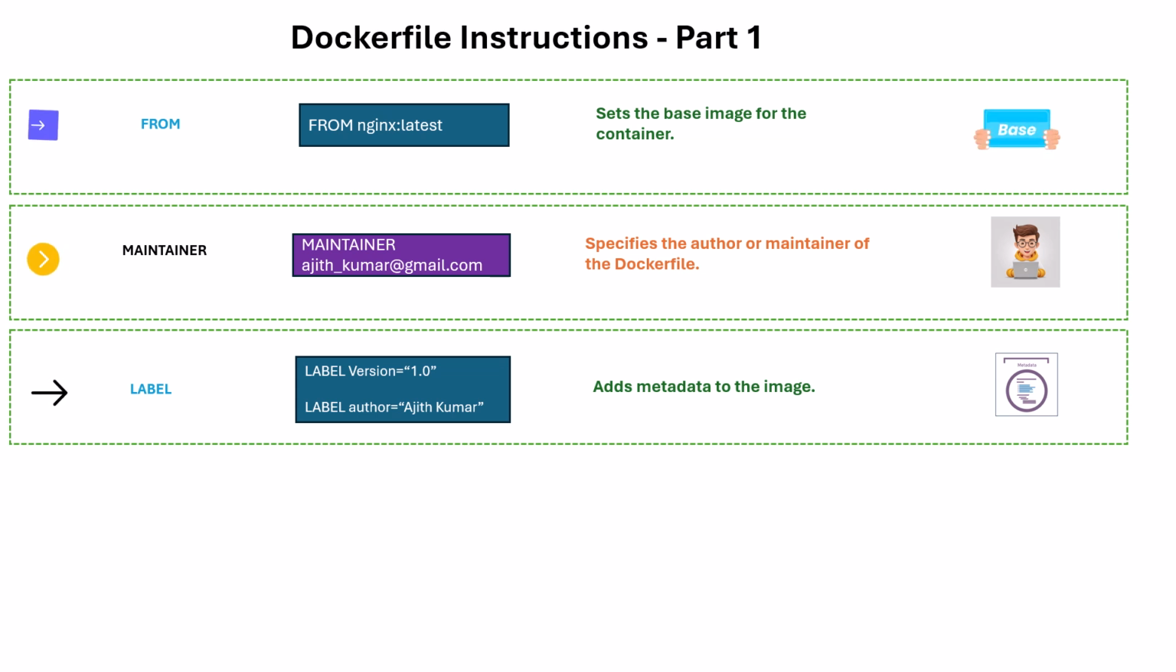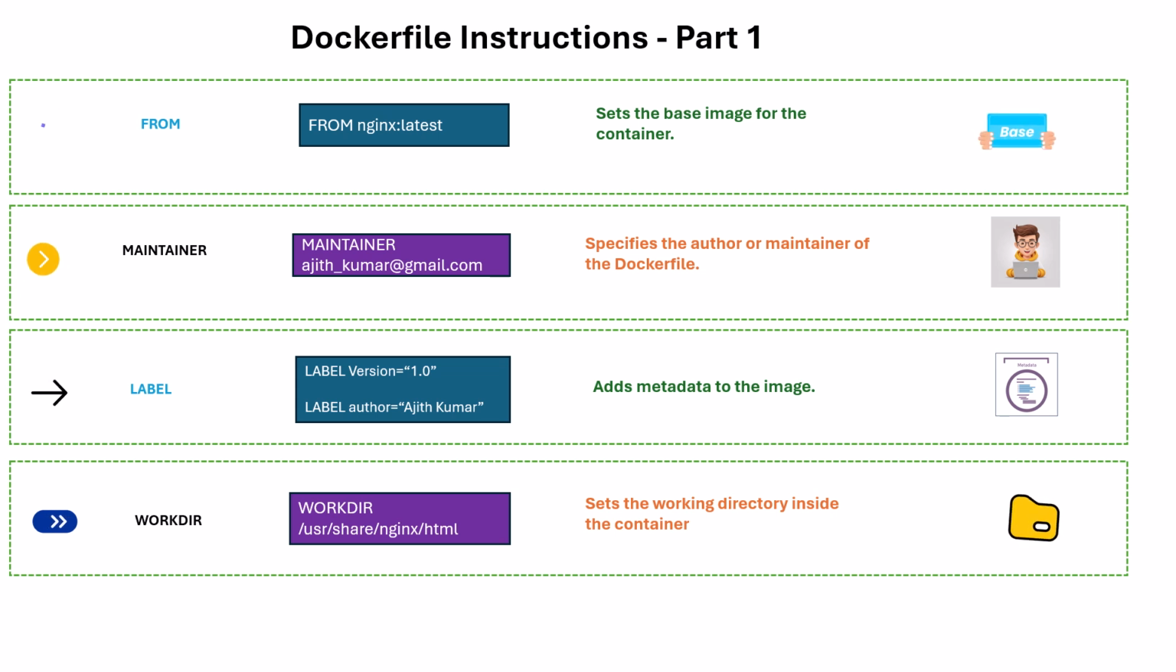The next command is WORKDIR, the working directory, which is a very important command in the Dockerfile instructions. The working directory sets the directory inside the container. This means any subsequent operations or commands will be performed in this directory. For example, if you are setting some working directory under this particular path, then some of the operations will happen there with the subsequent commands.